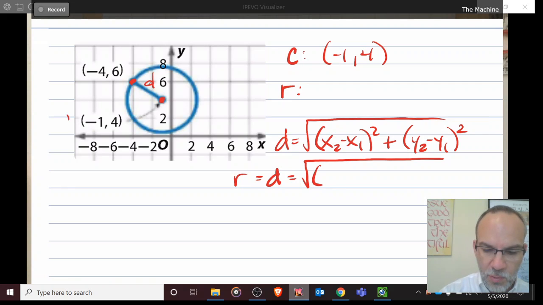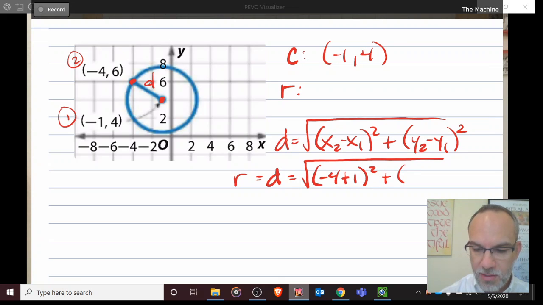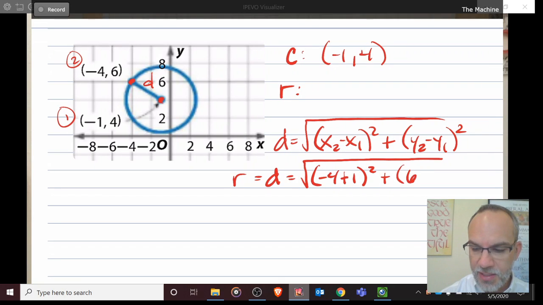So this is point number 1 and this is point number 2. It doesn't make any difference because even if you wind up with a negative change, you're going to square it anyway. So you won't have a negative value that'll mess anything up. So let's see here. x2 would be -4 minus a -1 squared plus the second y value, which is 6, minus the first y value, which is 4 squared.